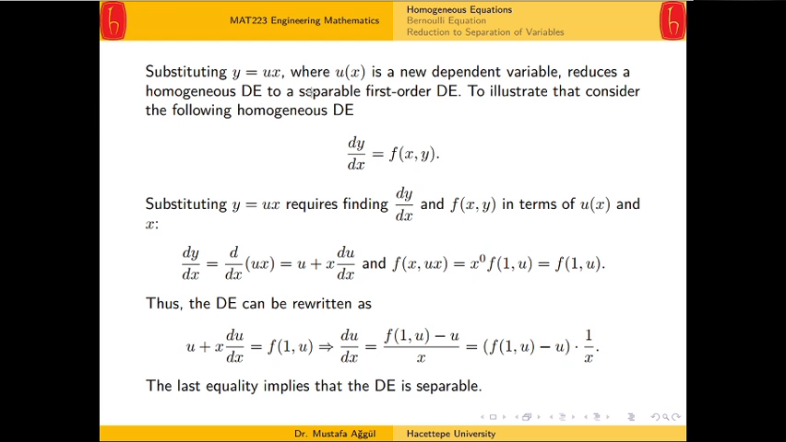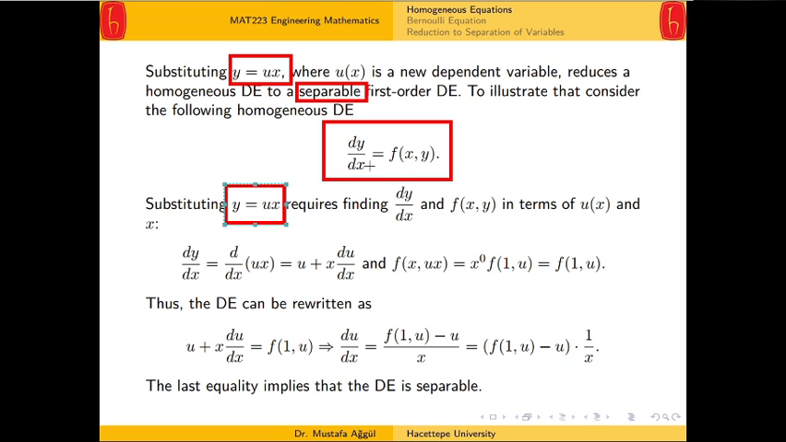For this particular differential equation, a homogeneous equation in this form, we substitute y is equal to ux. This is the key point: y is equal to ux, and this u is a function of x, and this will reduce our differential equation to a separable one. So our differential equation will be a separable equation after substituting y is equal to ux. Okay, so let's do it in general.